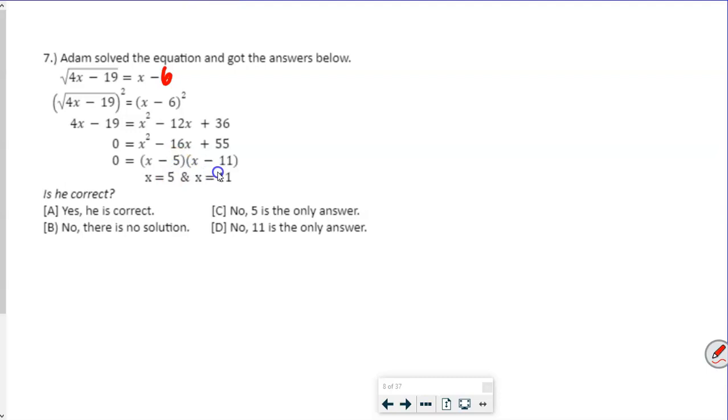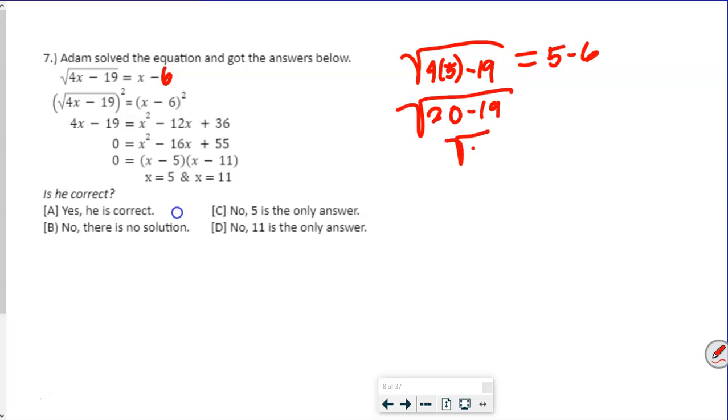So what we must do here once we get to this point is we need to check our answers, right? So up here, I'm going to put first our 5. So I'm going to do 4 times 5 minus 19 equals 5 minus 6. So this is going to be 20 minus 19. That's going to be the square root of 1, right? And this is equal to negative 1. Well, 1 definitely does not equal negative 1, right? So when we say equal to here, 1 does not equal negative 1. So this one is definitely not an answer, okay?